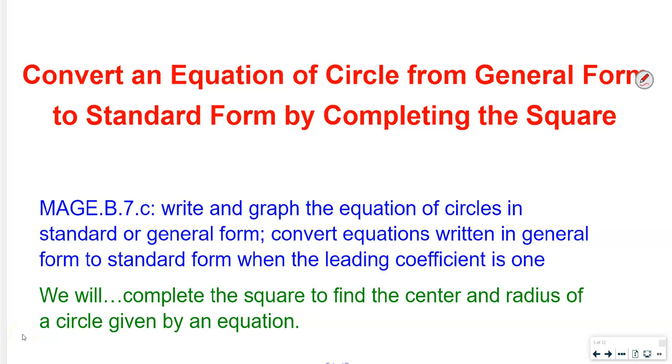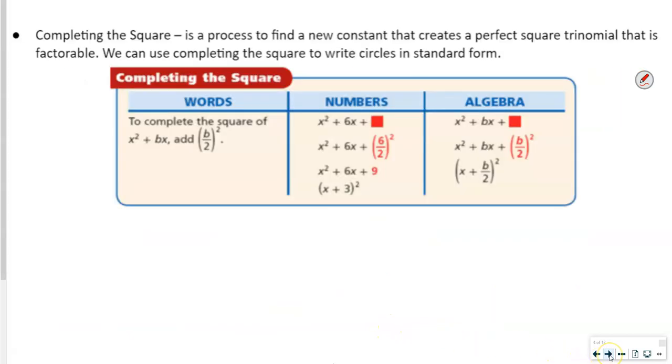In this lesson today, we are going to convert an equation of a circle from general form to standard form by completing the square. So we're doing standard 7C, which says write and graph the equation of circles in standard or general form. Convert equations written in general form to standard form when the leading coefficient is 1. So today we will complete the square to find the center and radius of a circle given by an equation.